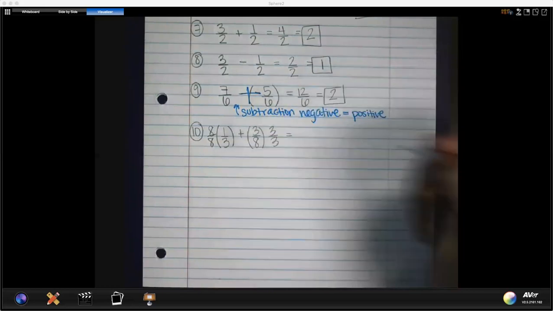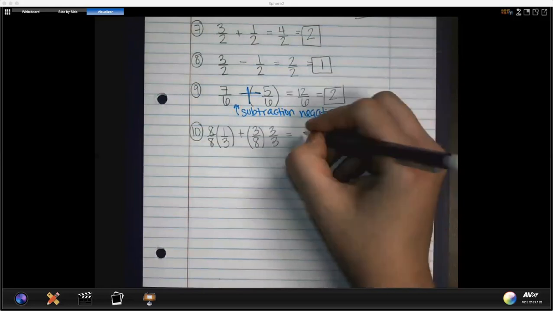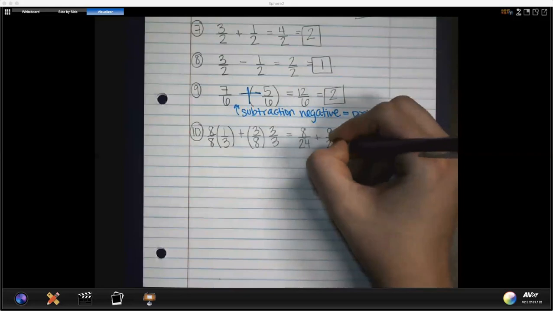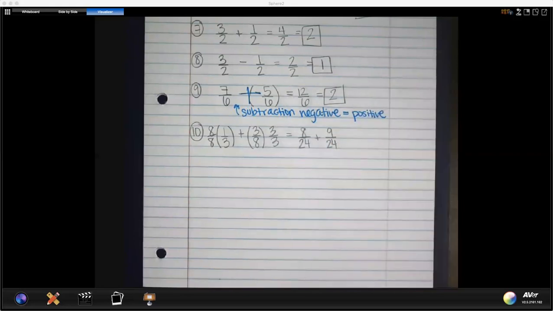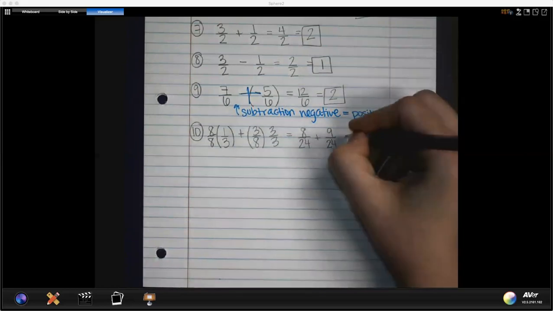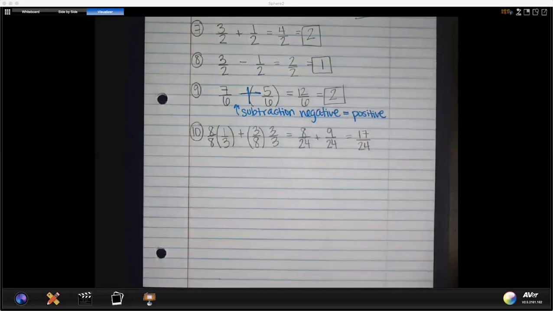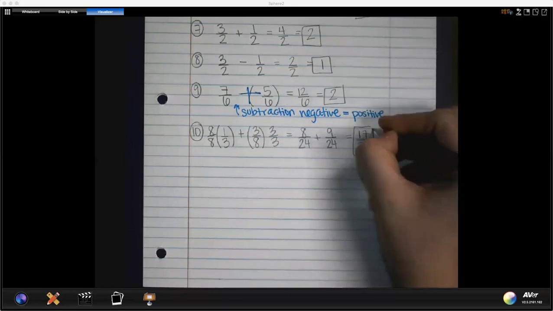What will be my new fraction that comes from that? 8/24 plus 9/24. Good. So by multiplying both of them to get that common denominator, now what can we do? We can just add or subtract across the numerator, across the top. So 8/24 plus 9/24 gives us 17/24.